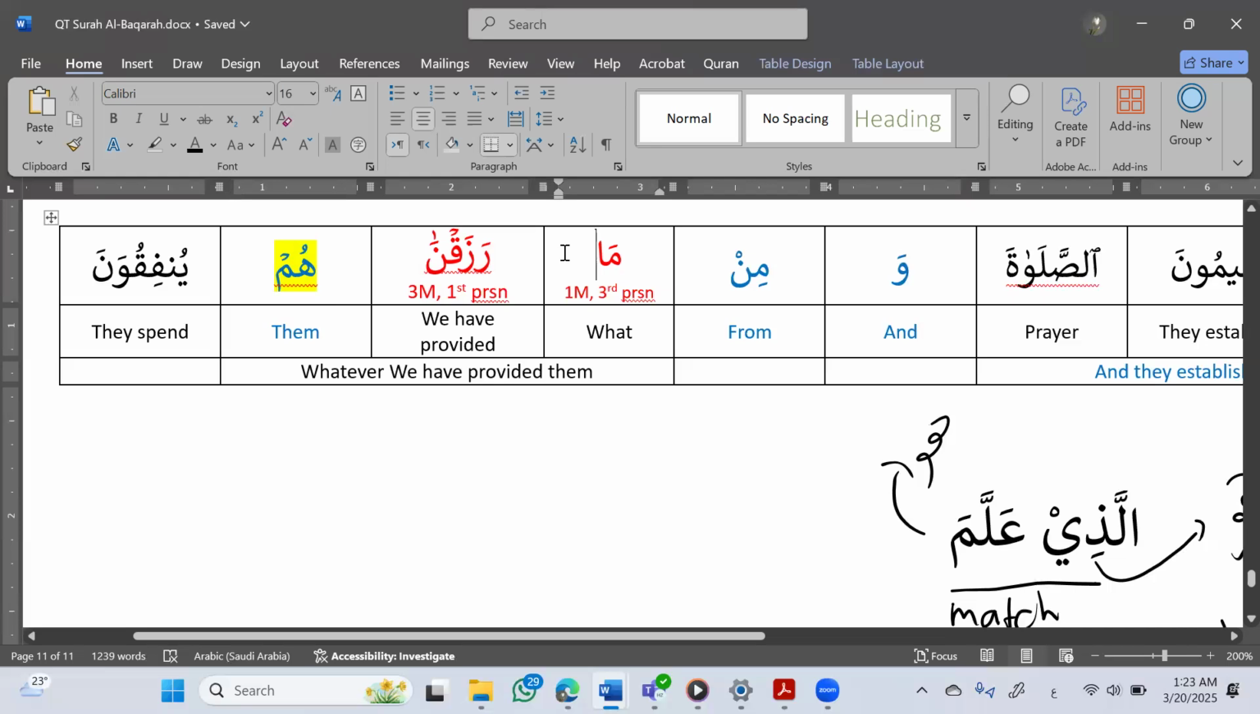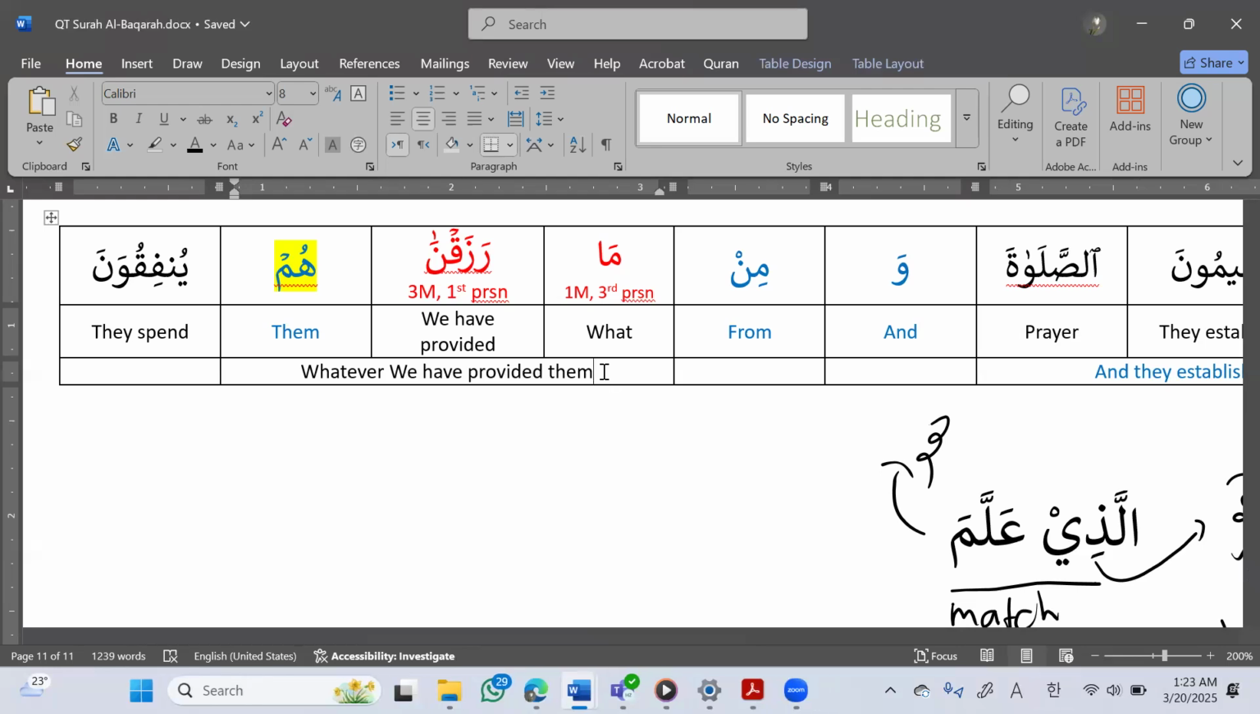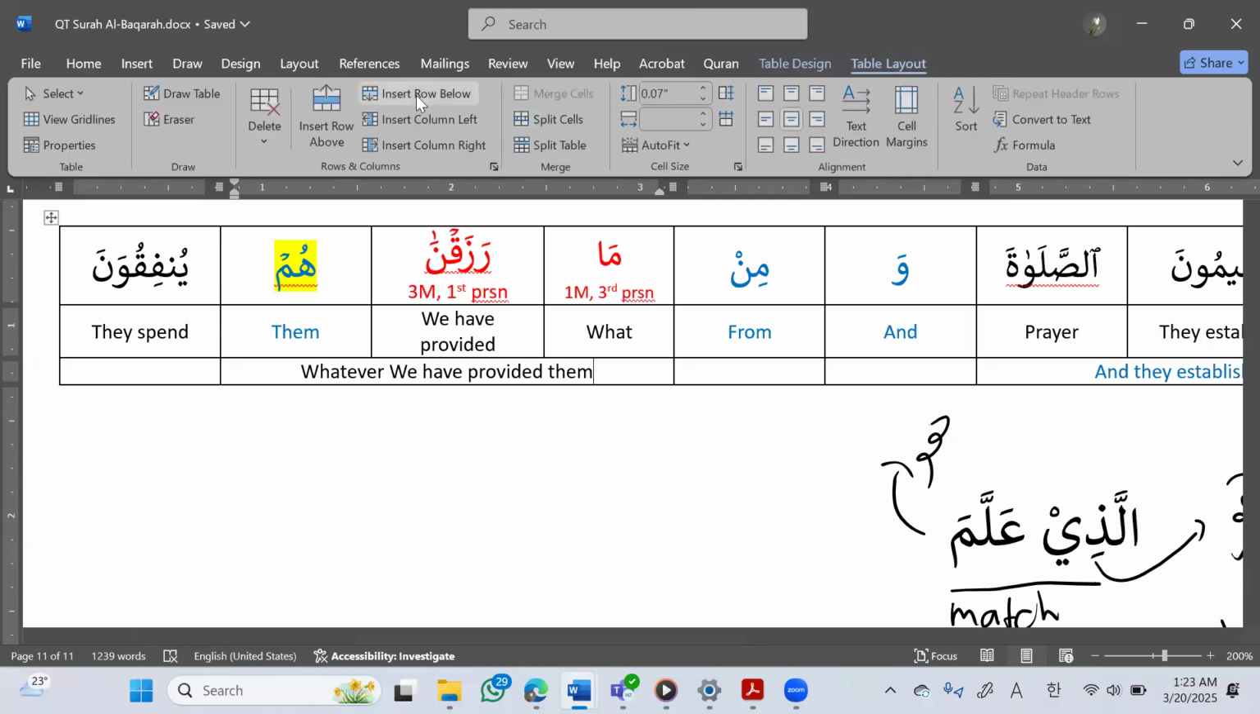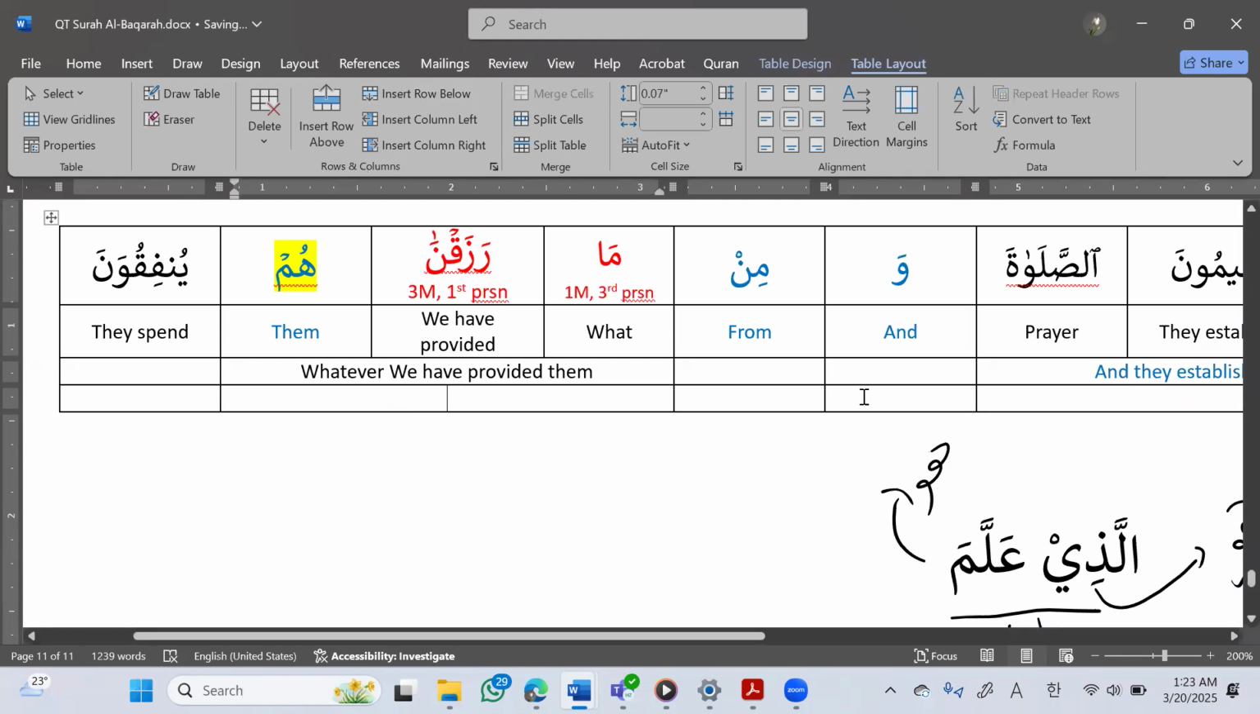MashaAllah. Yes, so that's the concept of match and mismatch. Anything you want to discuss here? In this case, how would you translate them? I think this is a good translation, whatever we have provided them. Or if others have a different opinion, please share with us. All good? Yeah, I think it's all good. If all good, then we move on.